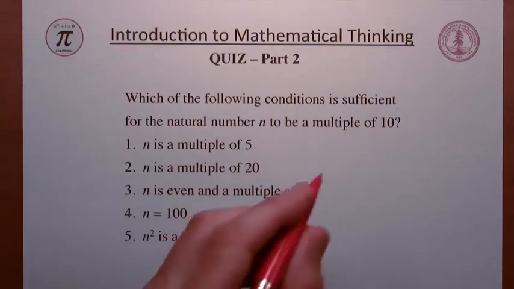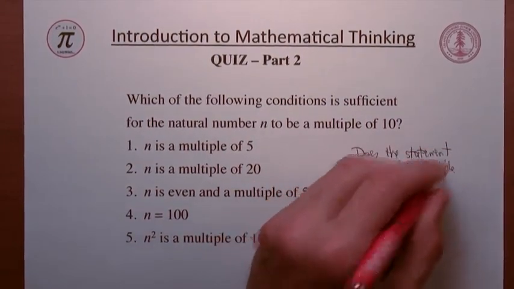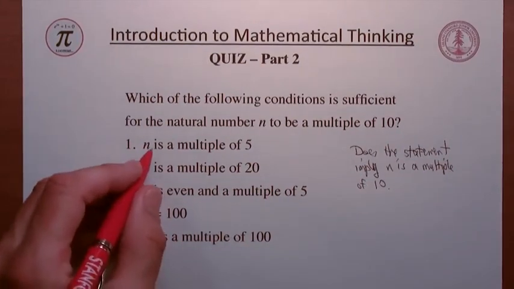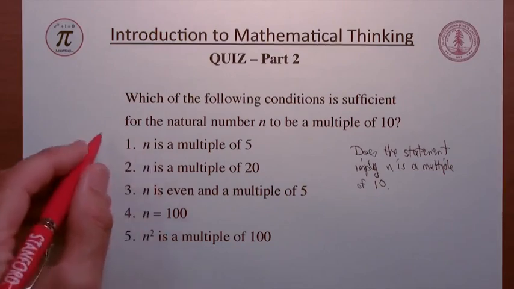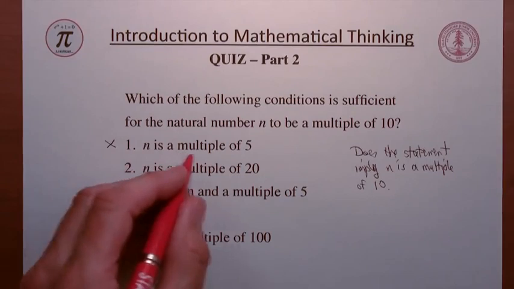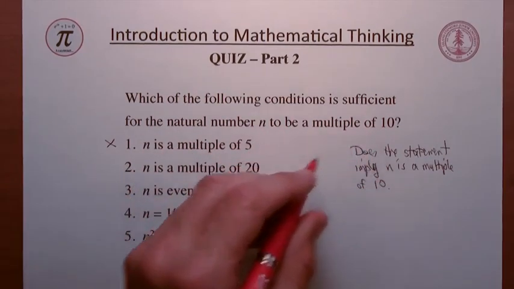Well, this time we have to ask the question, does the statement imply n is a multiple of 10? No, it doesn't. 5 is itself a multiple of 5, but 5 is not a multiple of 10.